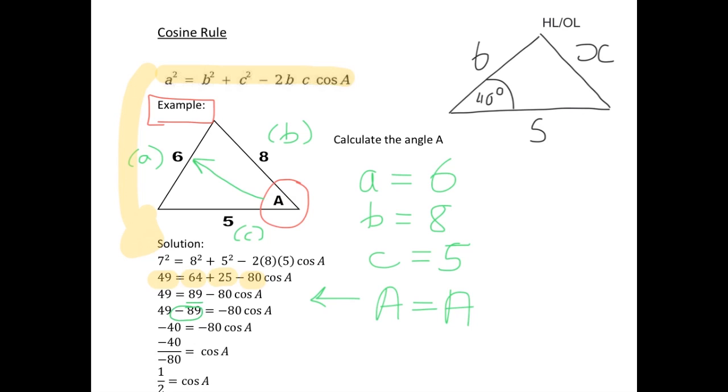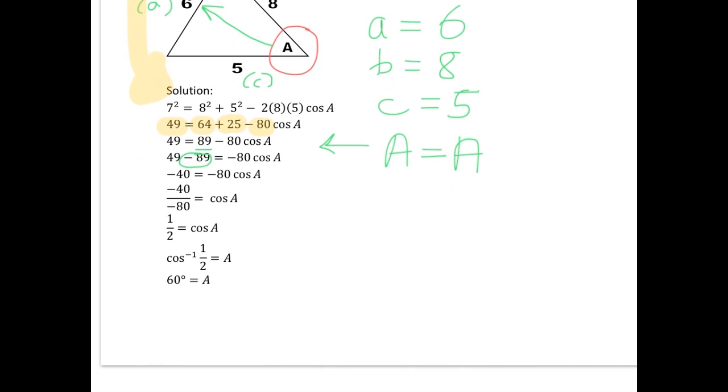And then in the next line we subtract 89 from both sides, and on the left hand side we're left with minus 40 equals minus 80 cosine A. Continuing along, if we divide both sides by minus 80, we'll be left with this line here. And then simplifying the left-hand side, we have minus 40 divided by minus 80 is equal to 1/2. So that's where this 1/2 here comes from.